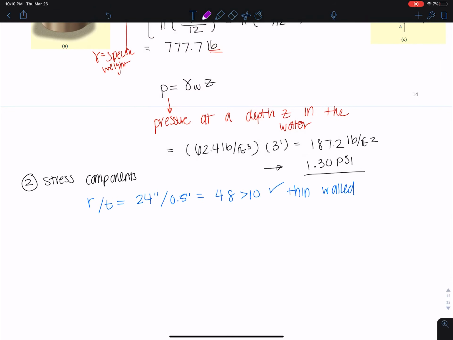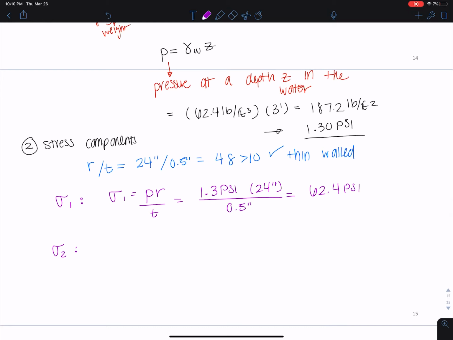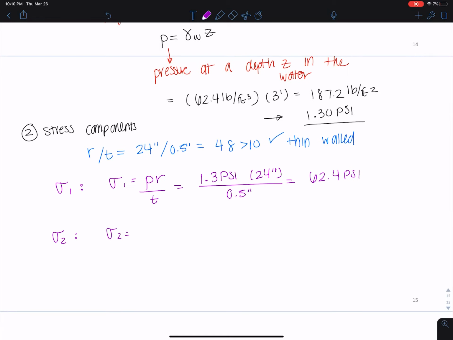Now I can actually start with my sigma. So let's start with sigma 1. I have an inner radius of 24, so my sigma 1, which is PR over the thickness, is going to be that 1.3 psi times my inner radius of 24 inches divided by the thickness, which is 0.5, and I get 62.4 psi. And then I need to figure out my sigma 2, and this is basically, remember, the weight of the tank is supported uniformly by those walls. So for sigma 2, I need to use the weight of that column divided by the area. This is just force divided by area, divided by the area of that system. I can leave it in inches, okay?